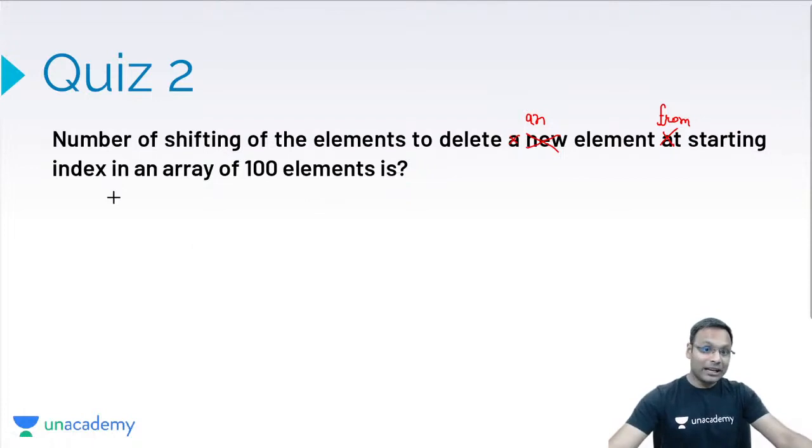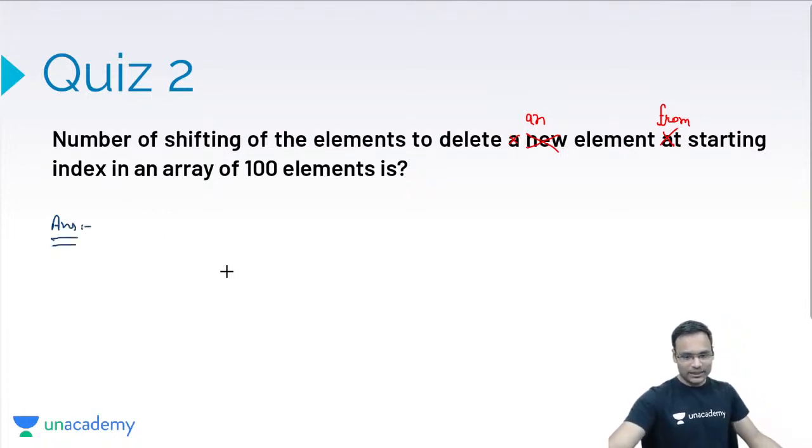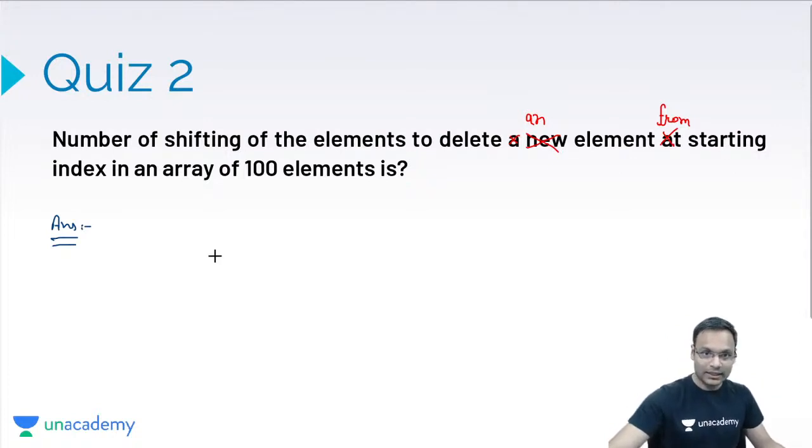So the number of elements to be shifted when the starting index element is to be deleted, the answer should be N minus 1. The answer is 100 minus 1, 99. These were very easy questions.